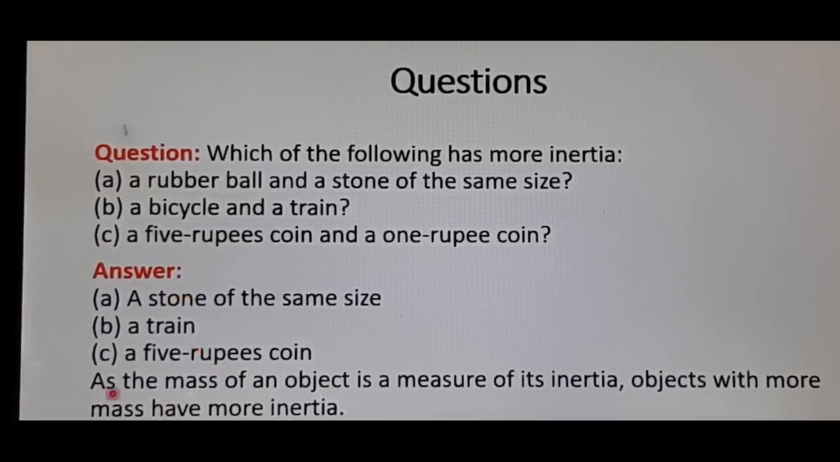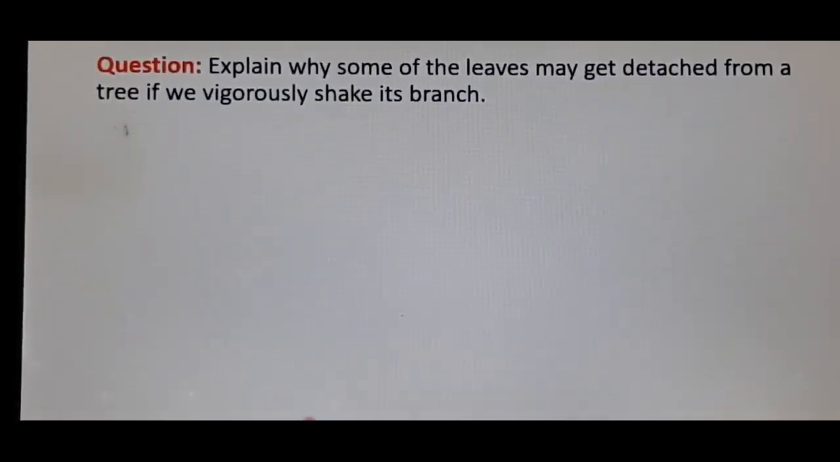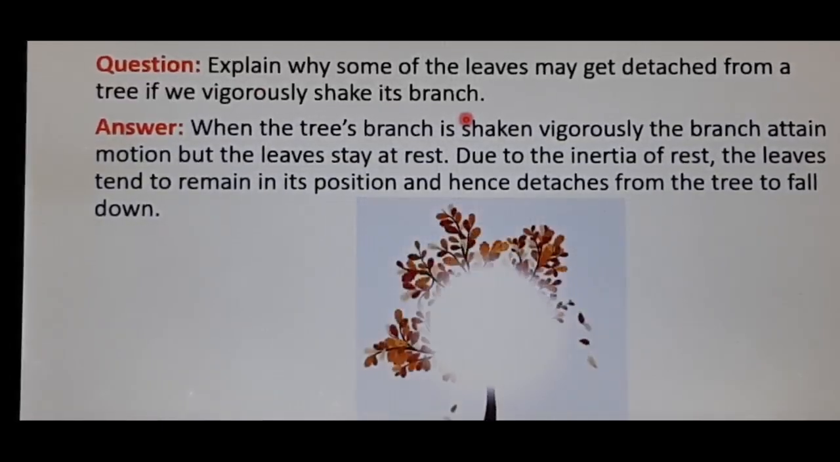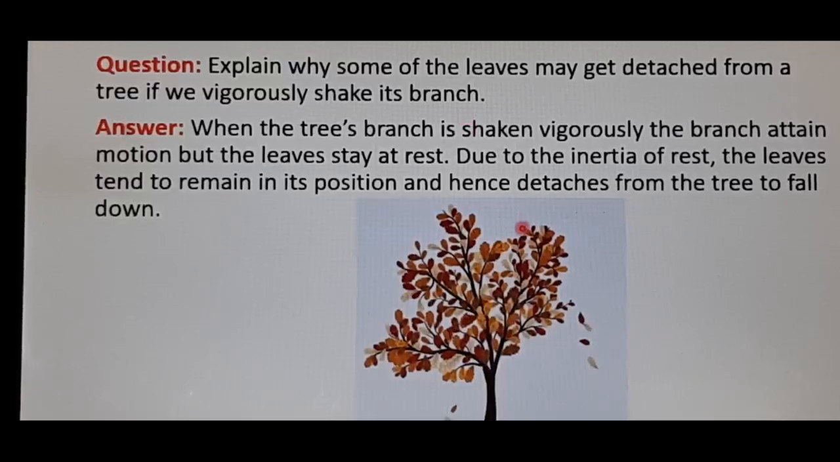You can see, as mass of the object is a measure of its inertia, so the object with more mass will have more inertia. Now let's discuss the second question. Explain why some of the leaves may get detached from a tree if we vigorously shake its branch. Here again it is due to inertia, and we have to understand which inertia this is, because we have already learnt inertia is of three types: inertia of rest, inertia of motion, and inertia of direction.